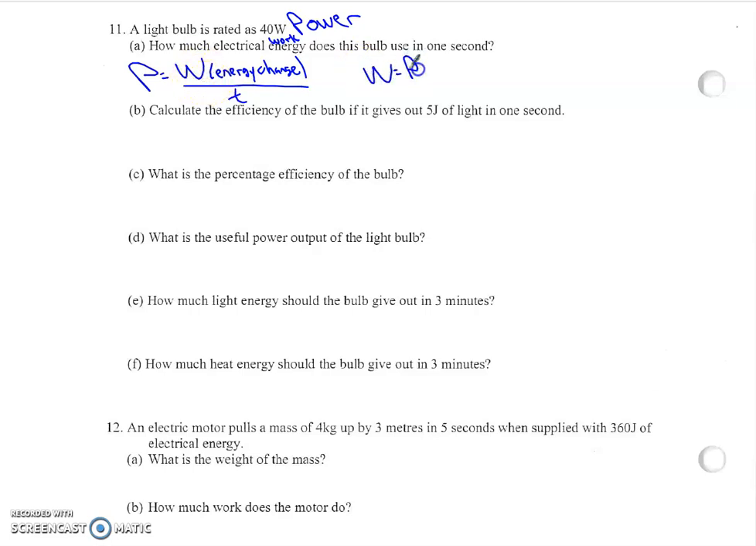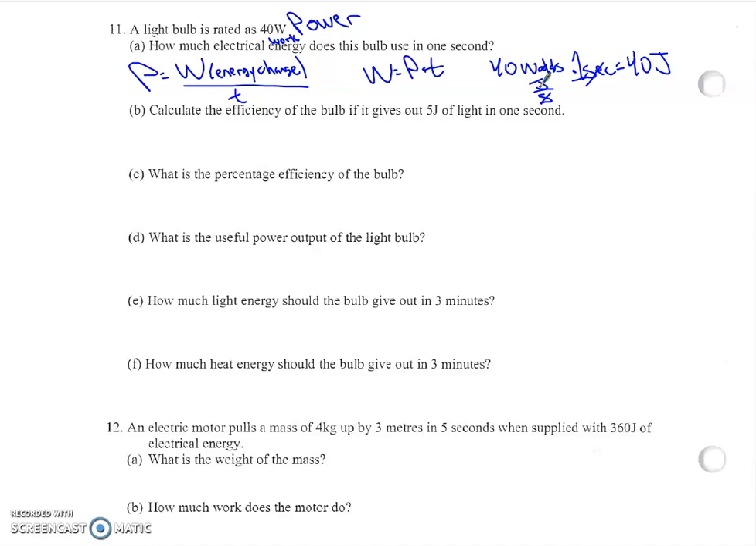So you get work equals power times time, which is the 40 watts times 1 second, and that's going to give you 40 joules. The reason you get 40 joules is because a watt you can also think of as joules per second, so the seconds cancel out and you're left with joules. That's how much electrical energy the bulb uses in 1 second.